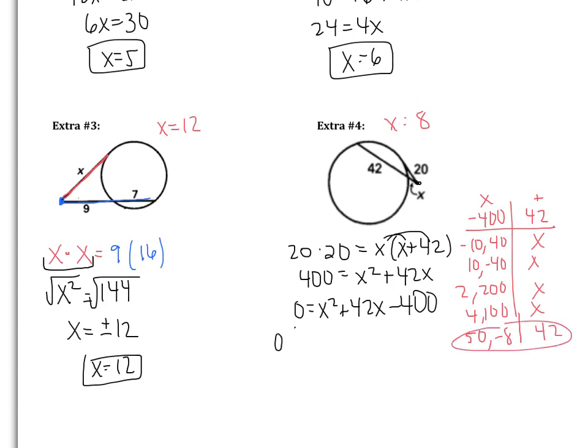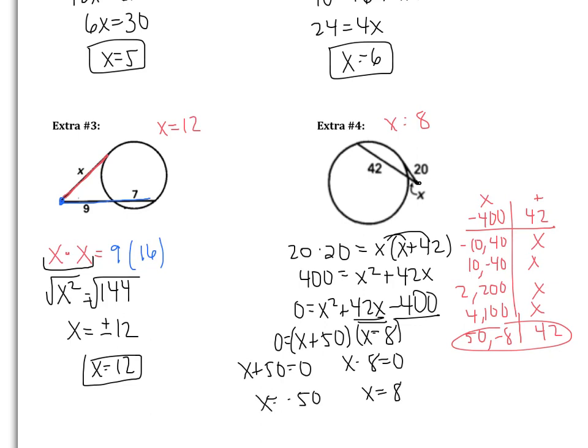My factoring then becomes x plus 50, x minus 8. So again, 50 and negative 8 are going to multiply to negative 400 and add to be 42. Setting both equal to 0, I have x plus 50 equals 0, x minus 8 equals 0. This gives me x equals 8 and x equals negative 50. Again, I need to look at my figure. I can't have a length of a negative, so negative 50 is not going to make sense. The only answer I'm left with then is x equals 8.